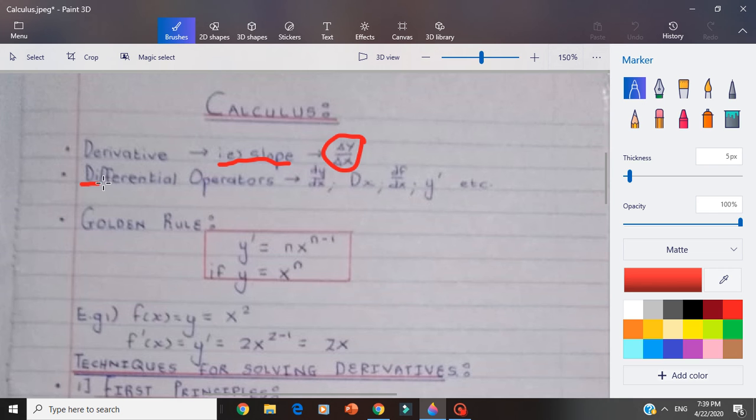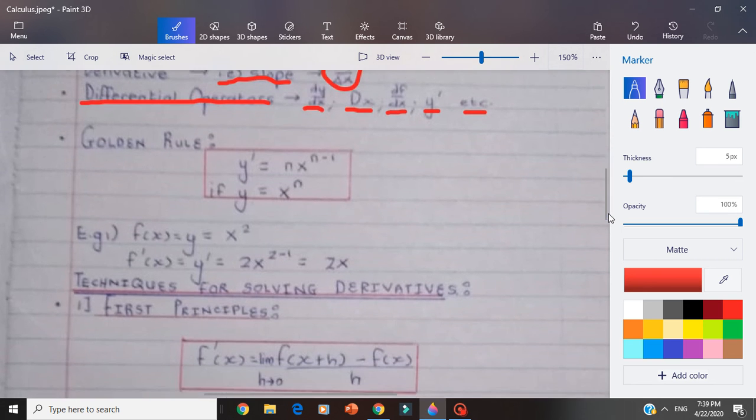Okay, so in your exams and questions, sometimes you will get differential operators, that being dy over dx, or capital D sub x, or df by dx, or y prime, etc. Okay, the golden rule when doing calculus or derivatives is that, say I have some function y equals x to the power n. To work out the derivative, which is y prime, you just take the exponent, times it by the coefficient, and then minus 1 from that exponent.